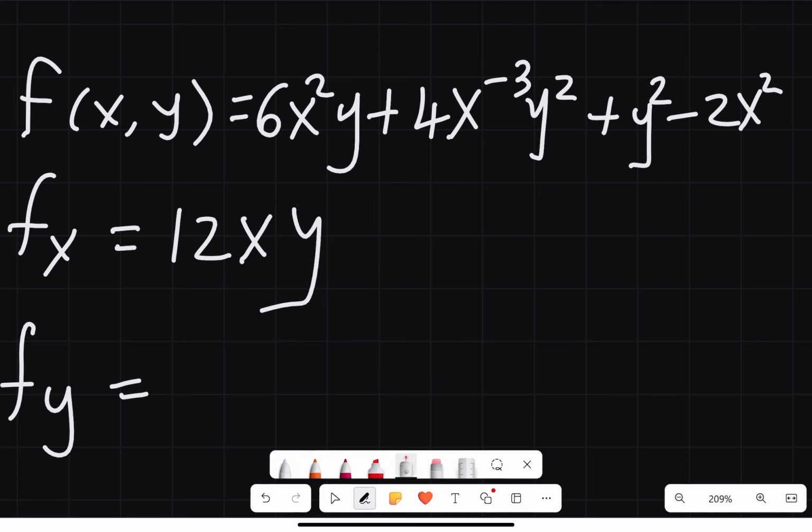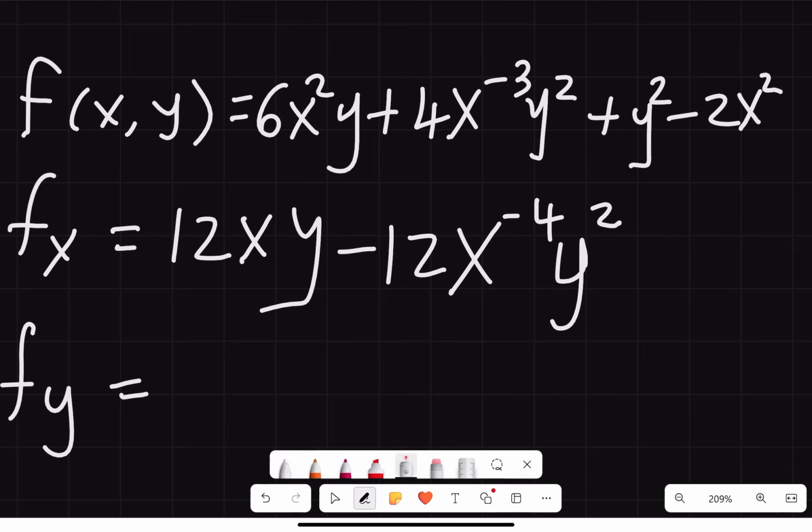Now we can go to the second term. It's going to be 4 times negative 3, that's negative 12. And then obviously x is to the power negative 3, I'm going to minus 1 there, so we have negative 4. And then the y squared stays, remember we're treating y as the constant. And then this guy here, which is the fourth term, becomes 0 because it doesn't have an x, and we're differentiating with respect to x. So this guy we're not going to write anything for when we differentiate, he is gone.